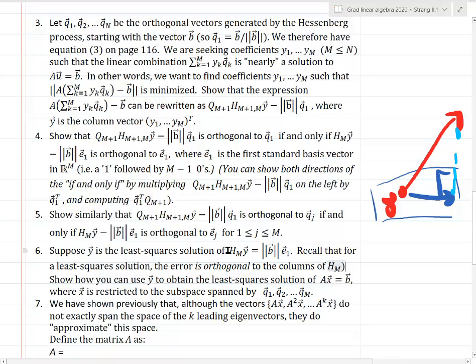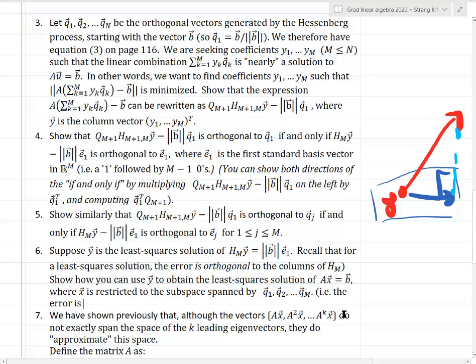Now, how can you use this solution y to this equation to obtain the least square solution of Ax equals b? Ax equals b was the original problem with the large vectors and with more of them. But in this case, x is restricted to the subspace spanned by these here. In other words, the error has to be orthogonal to these vectors.